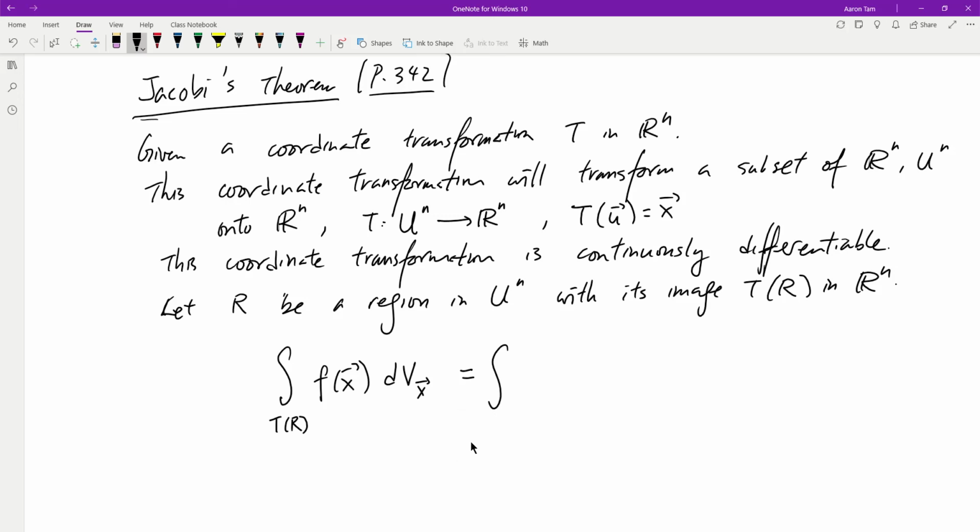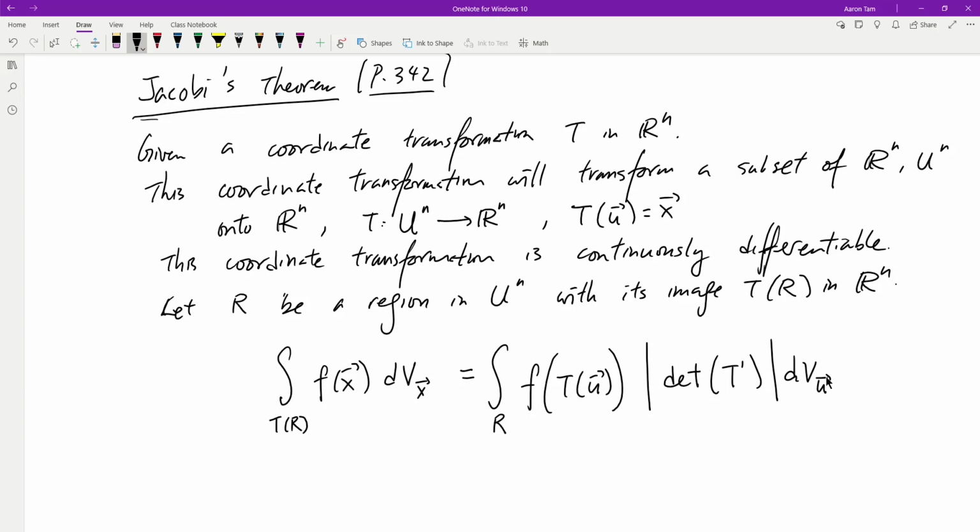using this formula. It will be the integral over R, because R is in U^n, which is the domain of the transformation, of f of T of vector u. Notice you put the transformation inside to form a composition, just like we normally would. Here's the important part: multiplied by the absolute value of the determinant of T prime, multiplied by dv in the vector u coordinate system.